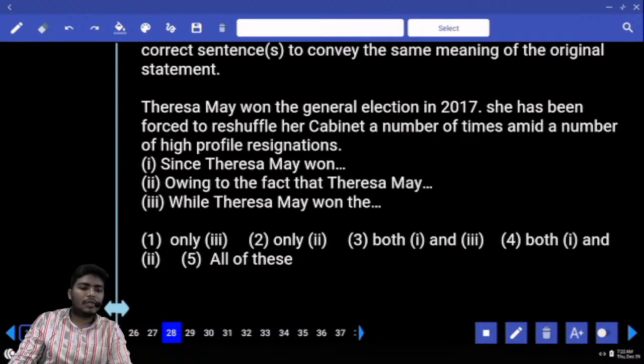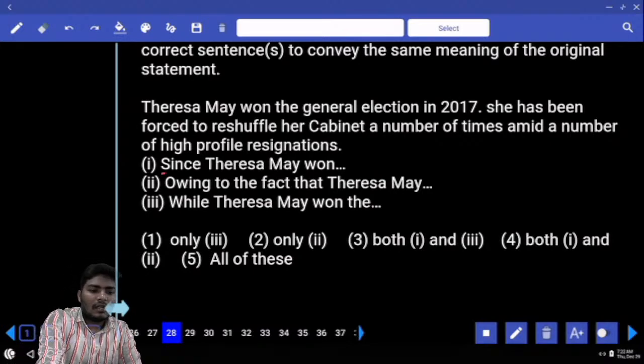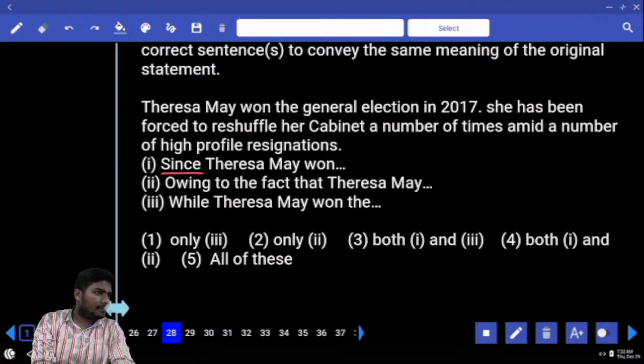Now, look at the options. Since has two meanings. What are they?